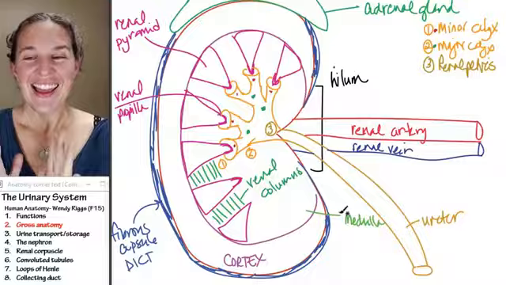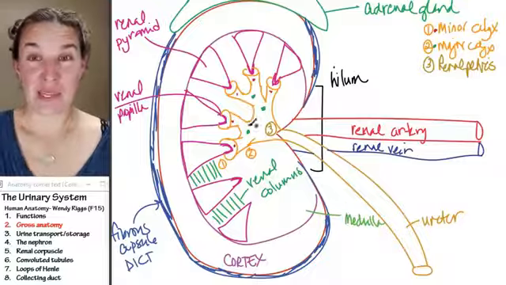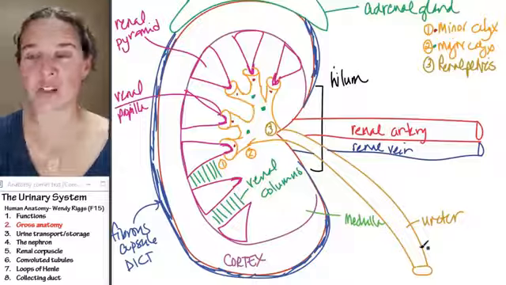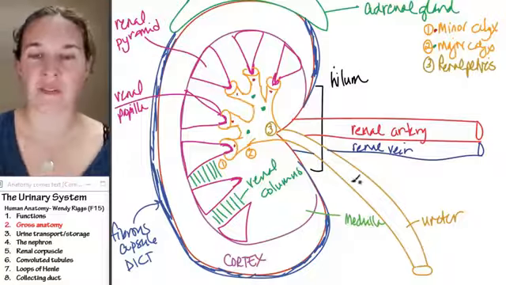Now, the pee is going to get into the ureter. The ureter, we know already, is headed to the bladder. So let's look at that whole aspect of the urinary system.